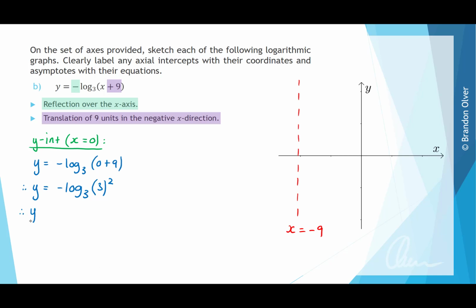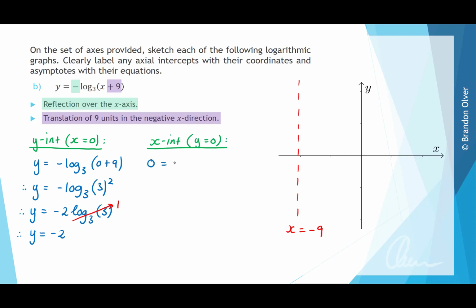So this will give us y equals negative 2 times log 3 of 3. However, log 3 of 3 is simply equal to 1. So therefore, y is just equal to negative 2. Next, we're going to look for the x-intercept of our graph, which occurs when y equals 0 in our rule.